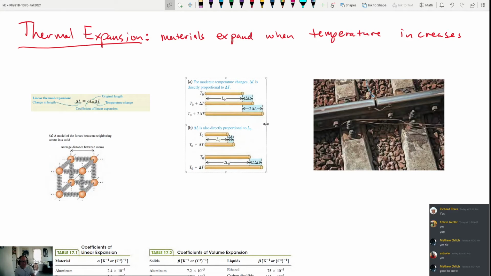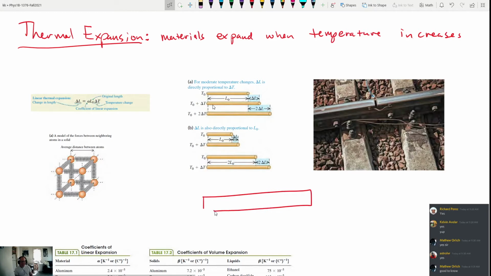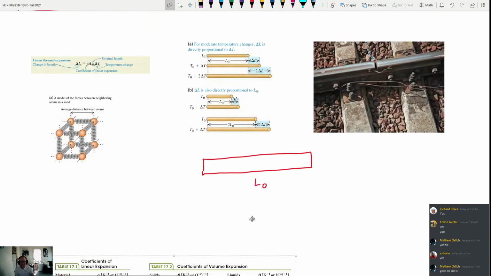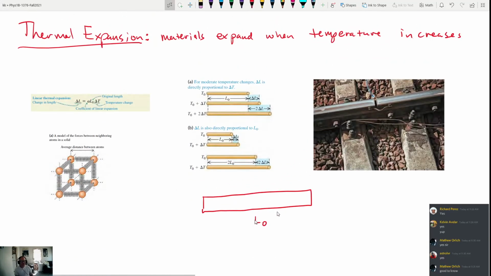Let's look at this picture first. For moderate temperature changes, delta L is proportional to delta T. What does that mean? Suppose that I have some object, and it has a length, and I call the length of that object L naught, and then I increase the temperature of it. We add temperature to this. The claim is that its length will change.